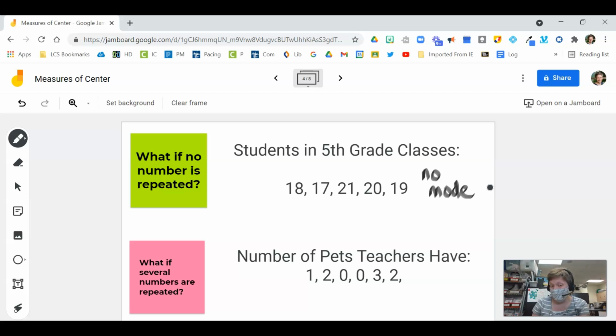We don't want to say 0. Sometimes people think, oh, there's no mode, I'll write 0. Nope. 0 is not the mode because it does not show up the most. We just say there is no mode. It's kind of tricky, but if no number is repeated, there's no mode.